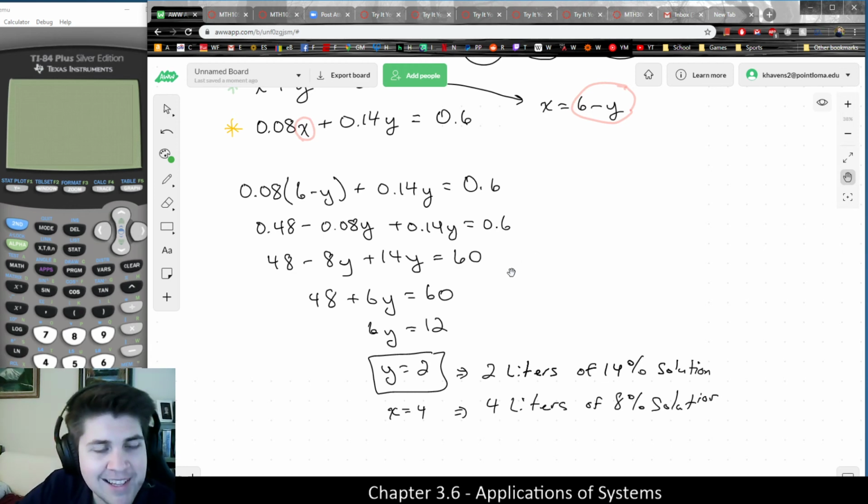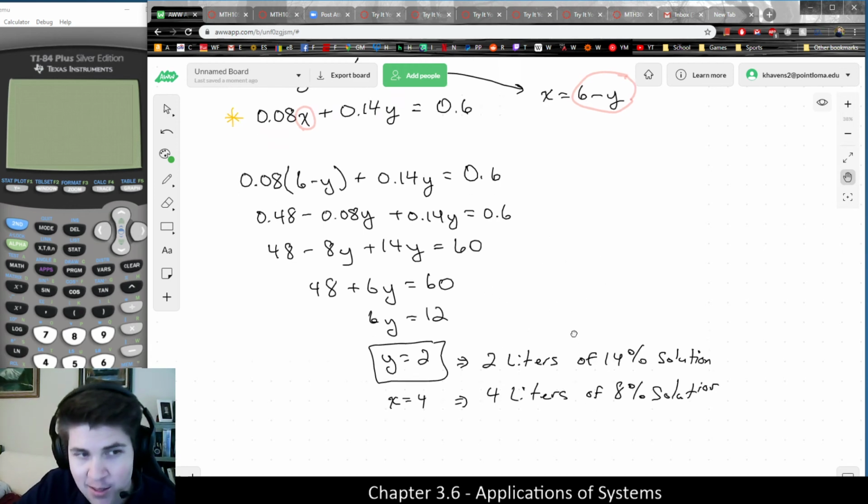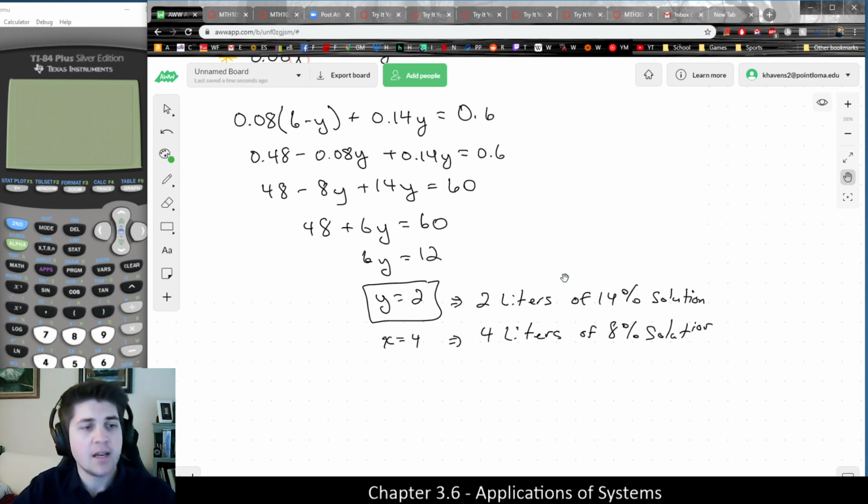And regardless, in this case, it came out to be nice, pretty numbers. It wouldn't necessarily be so perfect at the end of the day. But what I can tell is I need more of the 8% solution than the 14%. And this kind of makes sense because if I'm trying to make a 10% solution, it's closer to this one than this one. So I want to use more of this because it's actually closer. This one is a lot stronger compared to the dilution of this from 10%. So I need less of the stronger solution and more of the slightly weaker solution, if that makes sense.